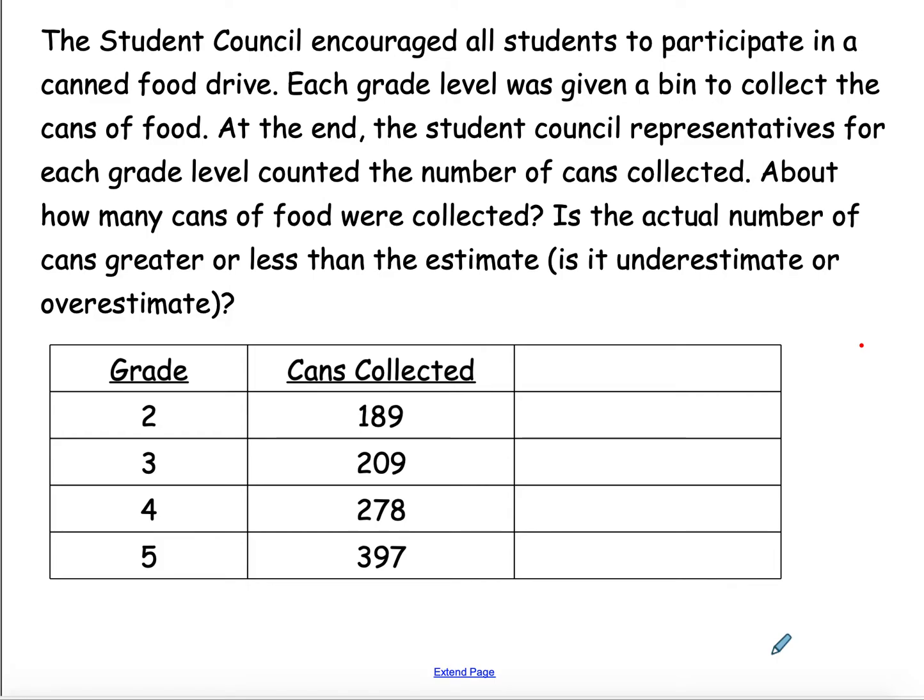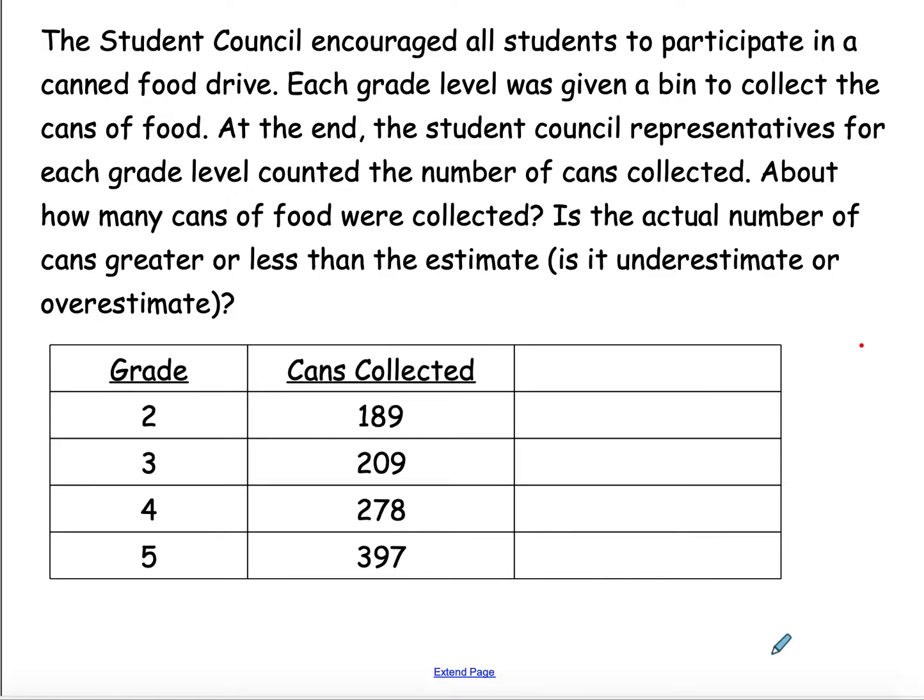The student council encouraged all students to participate in a canned food drive. Each grade level was given a bin to collect the cans of food. At the end, the student council representatives for each grade level counted the number of cans collected. About how many cans of food were collected? Is the actual number of cans greater or less than the estimate? In other words, is it an underestimate or an overestimate?